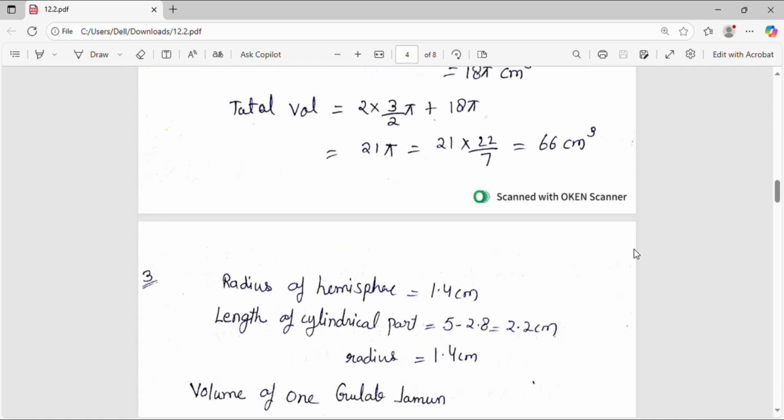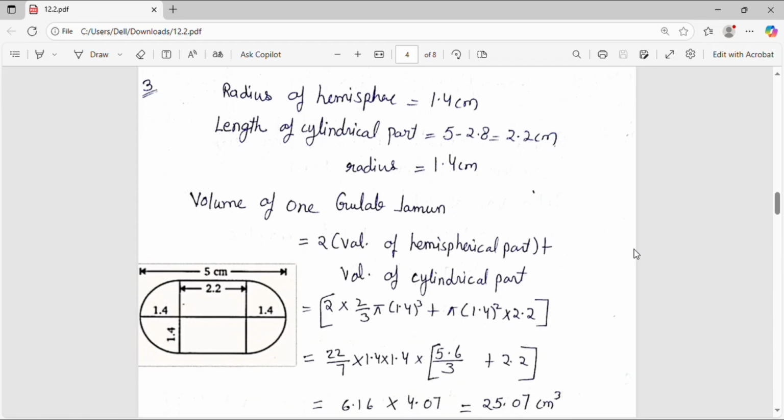Question number 3. A gulab jamun contains sugar syrup up to about 30% of its volume. Find approximately how much syrup would be formed in 45 gulab jamun, each shaped like a cylinder with two hemispherical ends with length 5 cm and diameter 2.8 cm. So the radius of hemisphere is 1.4 cm and the length of cylindrical part would be 5 minus 2.8.